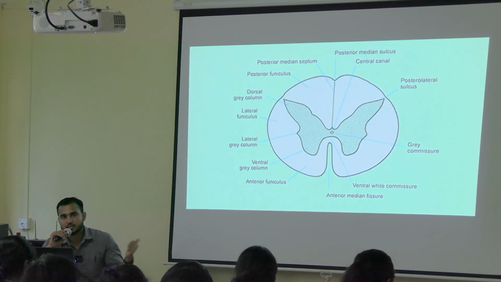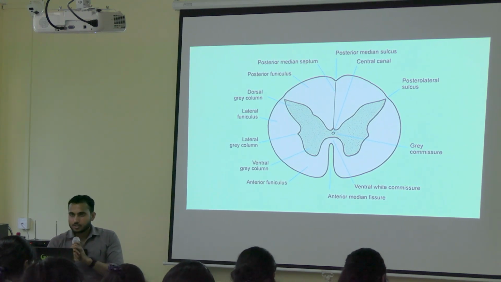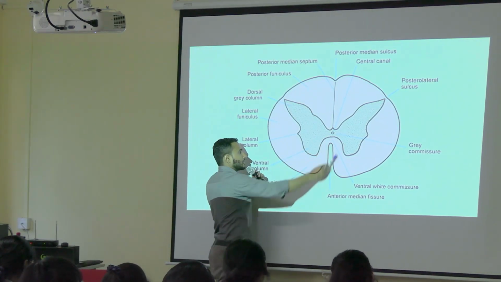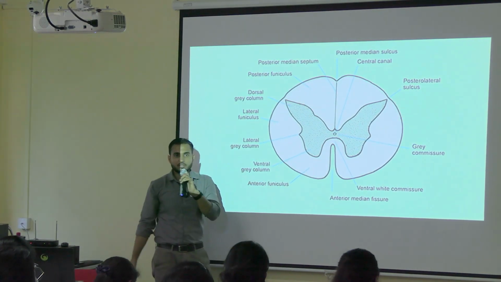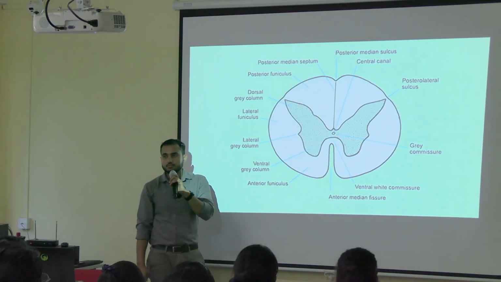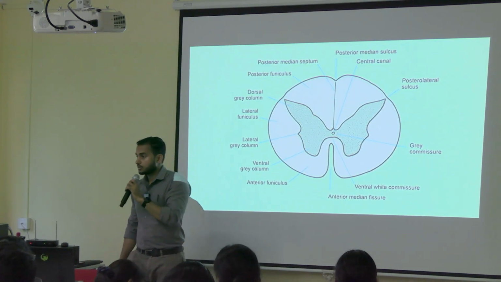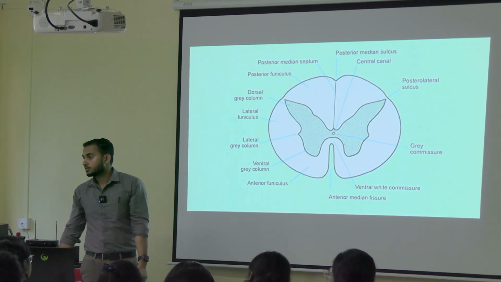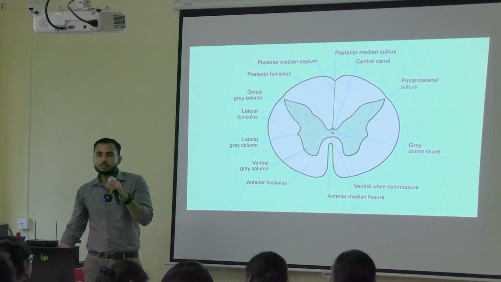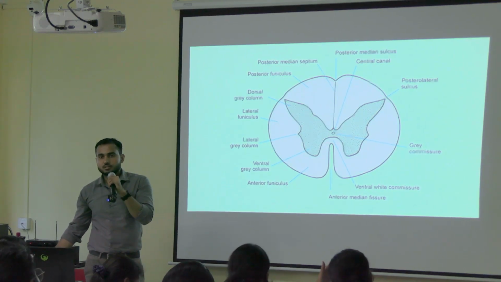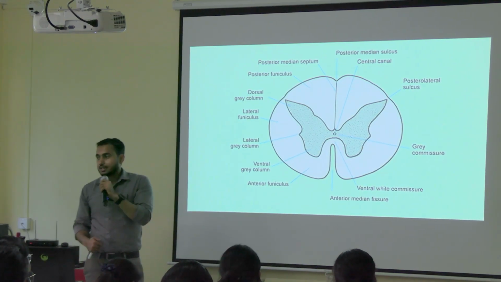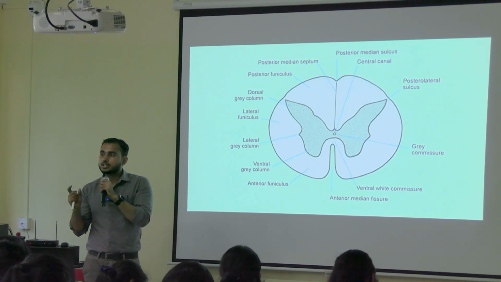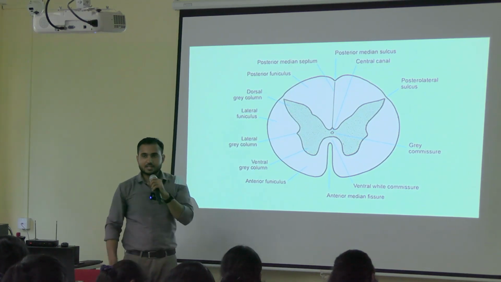In general, if you take the TS, this will be the appearance. It is made up of two things. The inner part is called grey matter, the outer part is called white matter. What is present in the grey matter? Anyone? Yes. Cell bodies of the different neurons are present in the grey matter, the central grey matter.